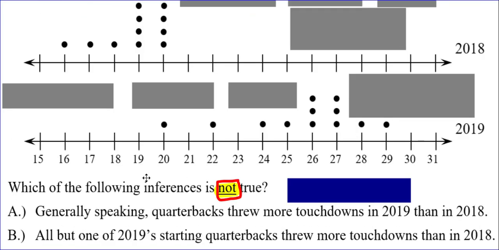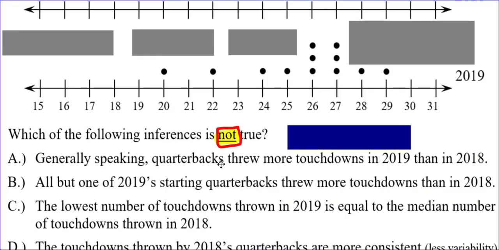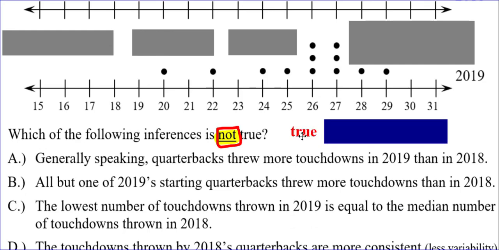All right, so choice A. Generally speaking, quarterbacks threw more touchdowns in 2019 than 2018. Well, that is true. I mean, look, you've got all these dots except for the dot at 20. That one we also had in 2018. But all the rest of the data here for 2019, except for the 20, are greater than 20. And there was no dot greater than 20 in 2018. So yes, quarterbacks did, generally speaking, throw more touchdowns in 2019 than they did in 2018. So that one is true. That's not the answer we're looking for. Remember, we want something that's not true. So choice A is true.